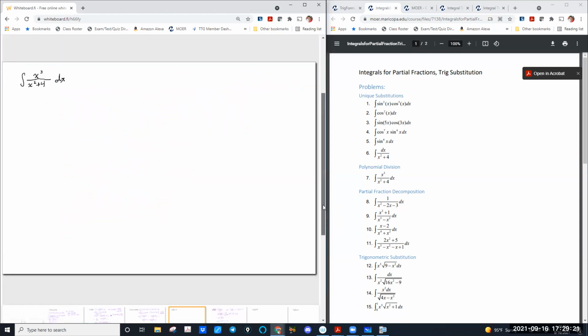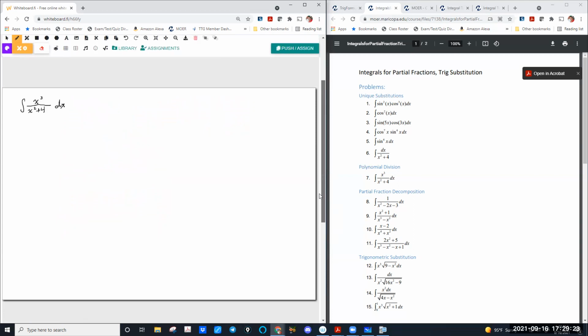Now this guy, because this will lead into partial fraction decomposition, but this is not a partial fraction decomposition for 2 reasons. Number one, x squared plus 4 can't be factored. So even if we wanted to, we couldn't do partial fraction decomposition. But there's something else going on in this one.